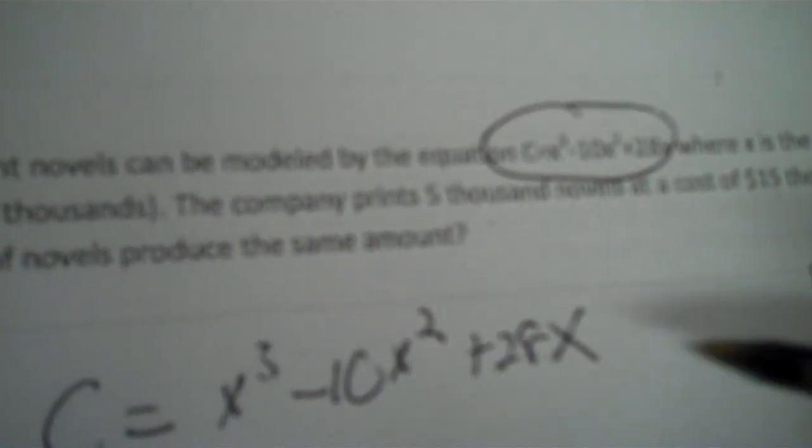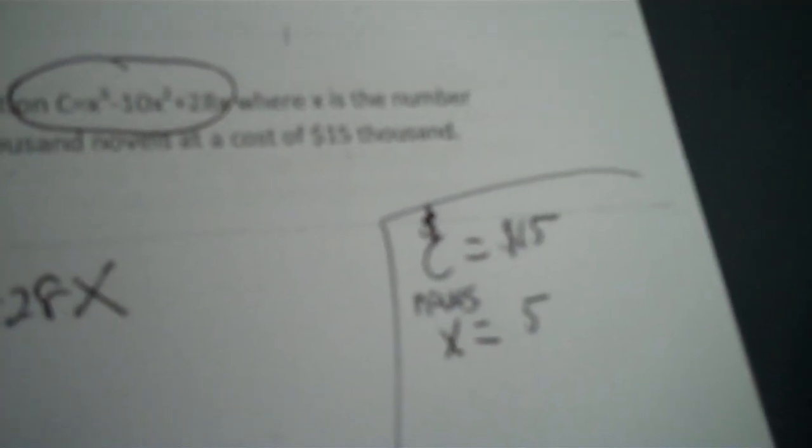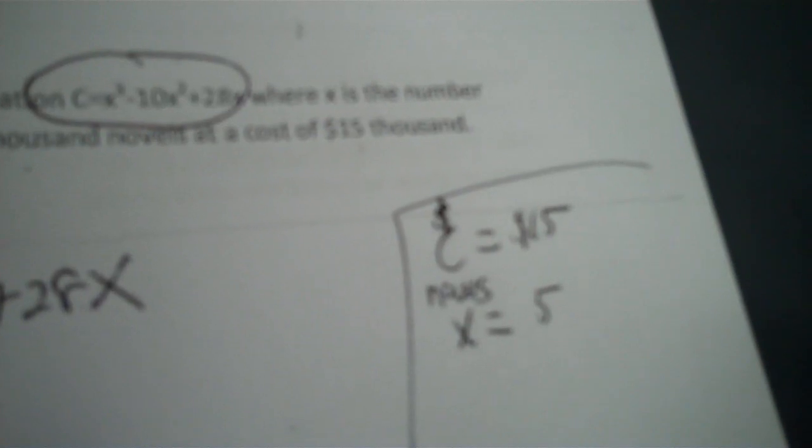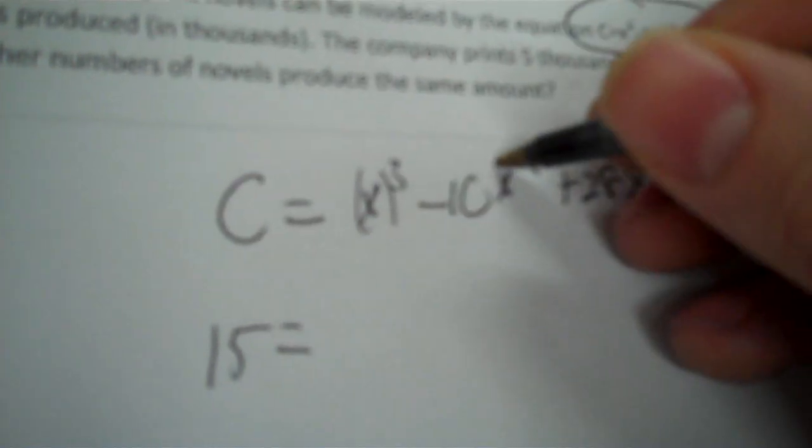Now it gives me two values to put in for those at the same time because they're in the same sentence. So 5,000 novels. Since it's in thousands, you can just use 5 for novels. And the cost is 15,000, but you're just going to use 15 because it's in thousands. It means you don't need those extra zeros when you put the value in. So I want you to put those numbers in at the same time. Replace your c with 15, and replace all these x's with 5s.